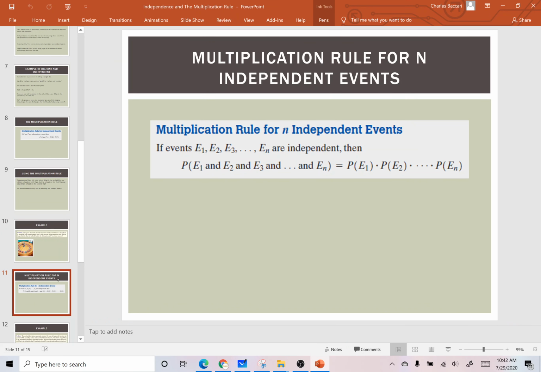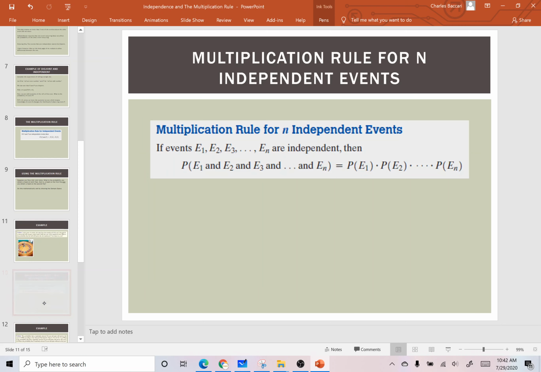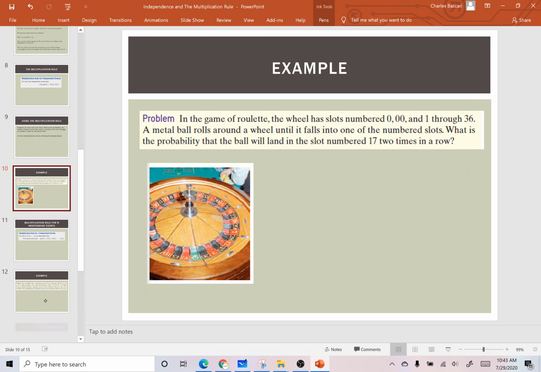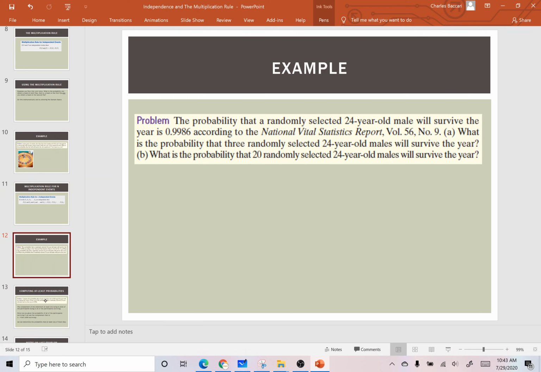Next one, the multiplication rule if there are n independent events. As you can see, all we're going to do is multiply all of them together. It's not any different than if they were just two. There's just more of them now. The probability that a randomly selected 24-year-old will survive the year is this. What is the probability that 3 randomly selected 24-year-olds will survive the year?